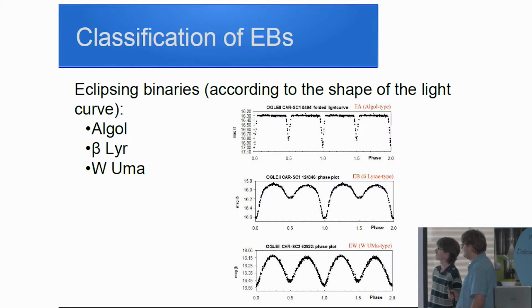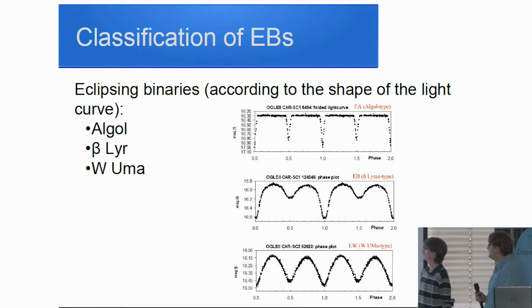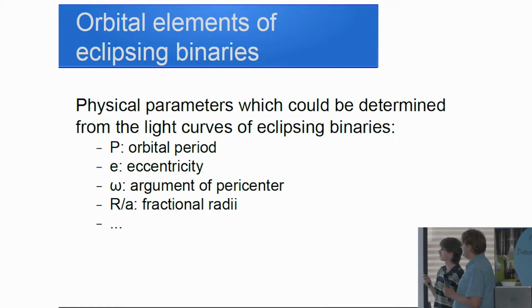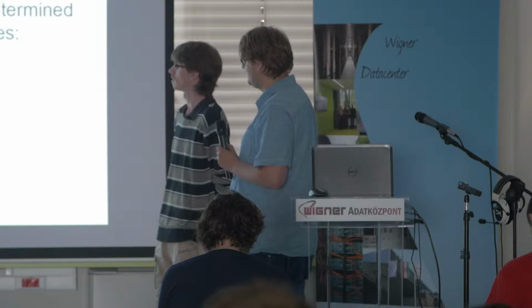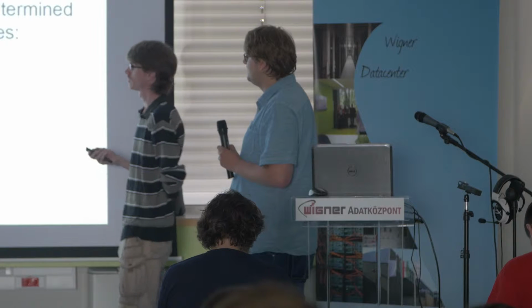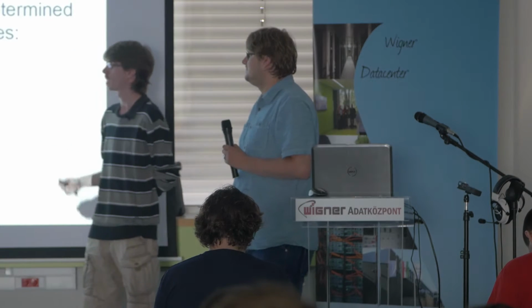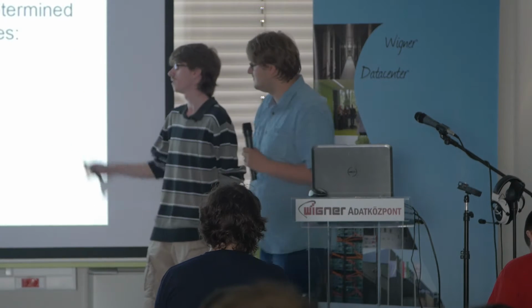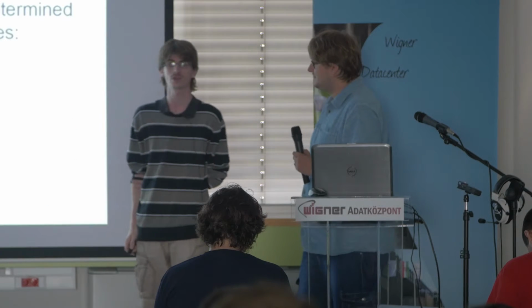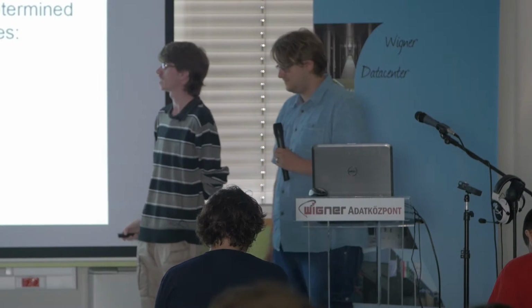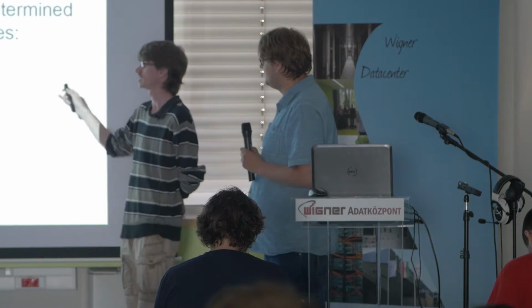The classification of eclipsing binaries was also mentioned by Gábor, so going on: physical parameters and orbital elements which could be determined from the light curves are the next: the orbital period, the eccentricity, and omega, the argument of pericenter, fractionality, and so on. There are a lot of other parameters, but we are now using and mentioning only these parameters.